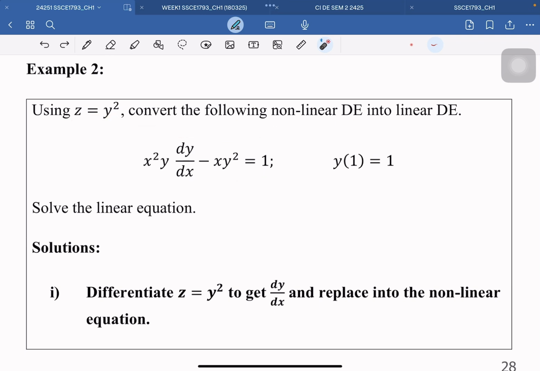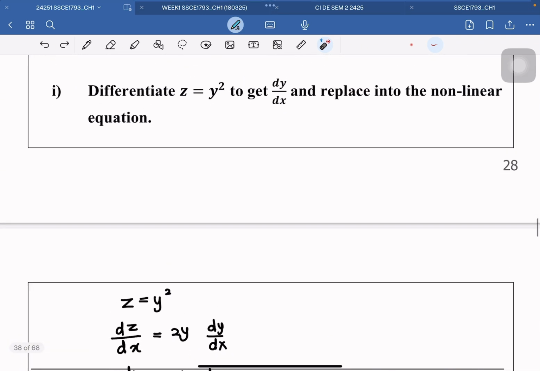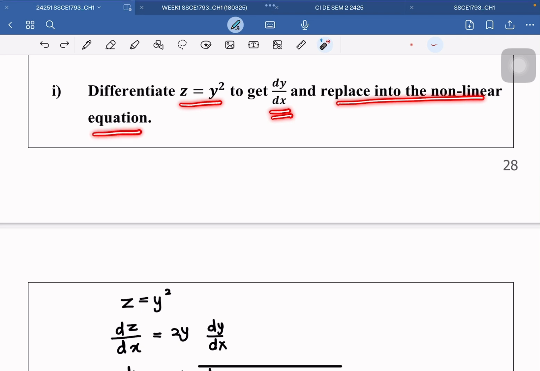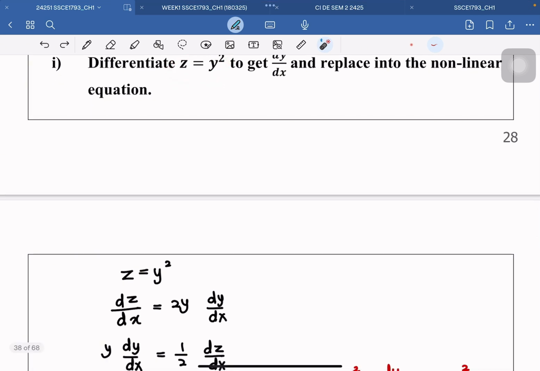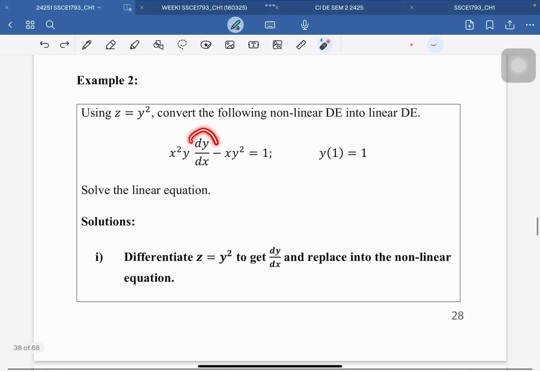This is quite a special example here, because you have to use z equal to y squared in order to solve the given differential equation. So how to do that? The first step is to differentiate z equal to y squared in order to get dy/dx and replace it into the non-linear equation.